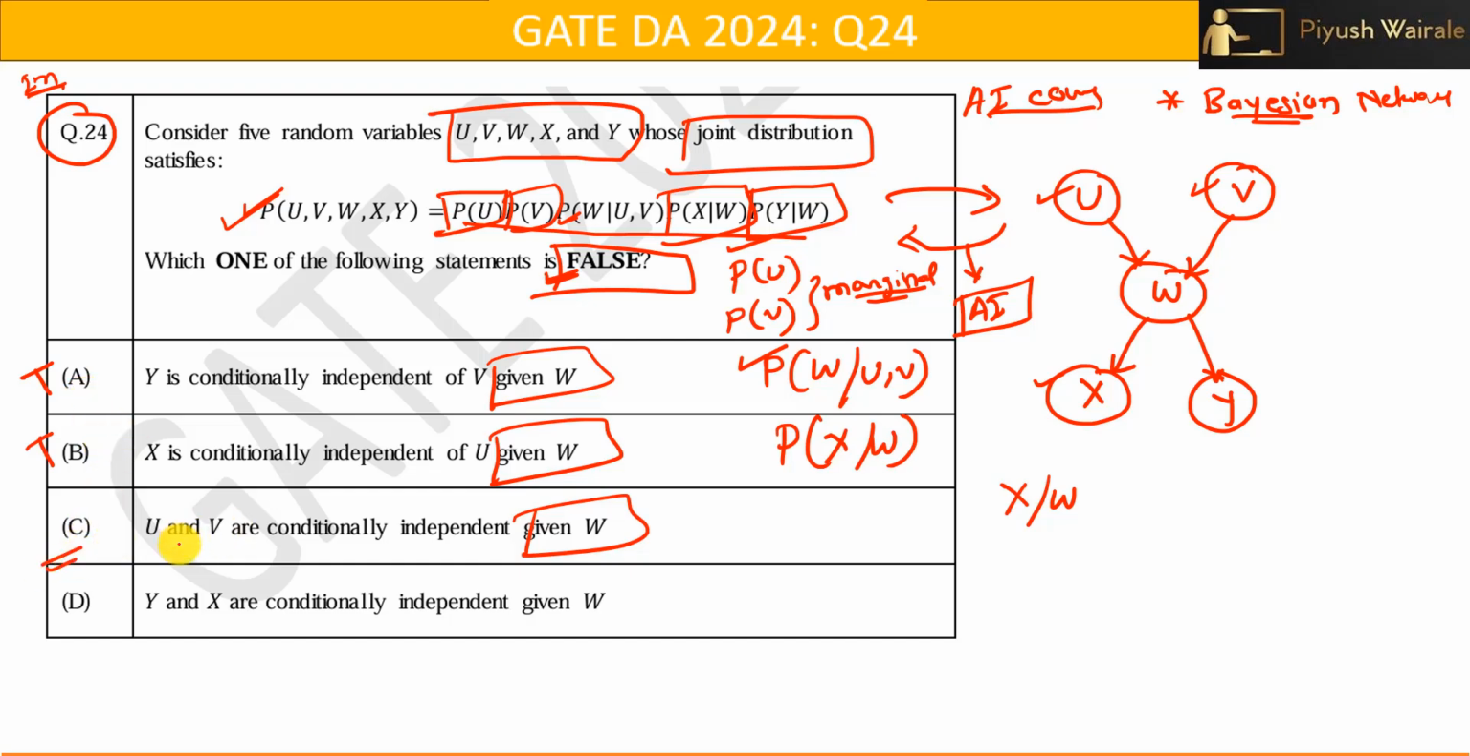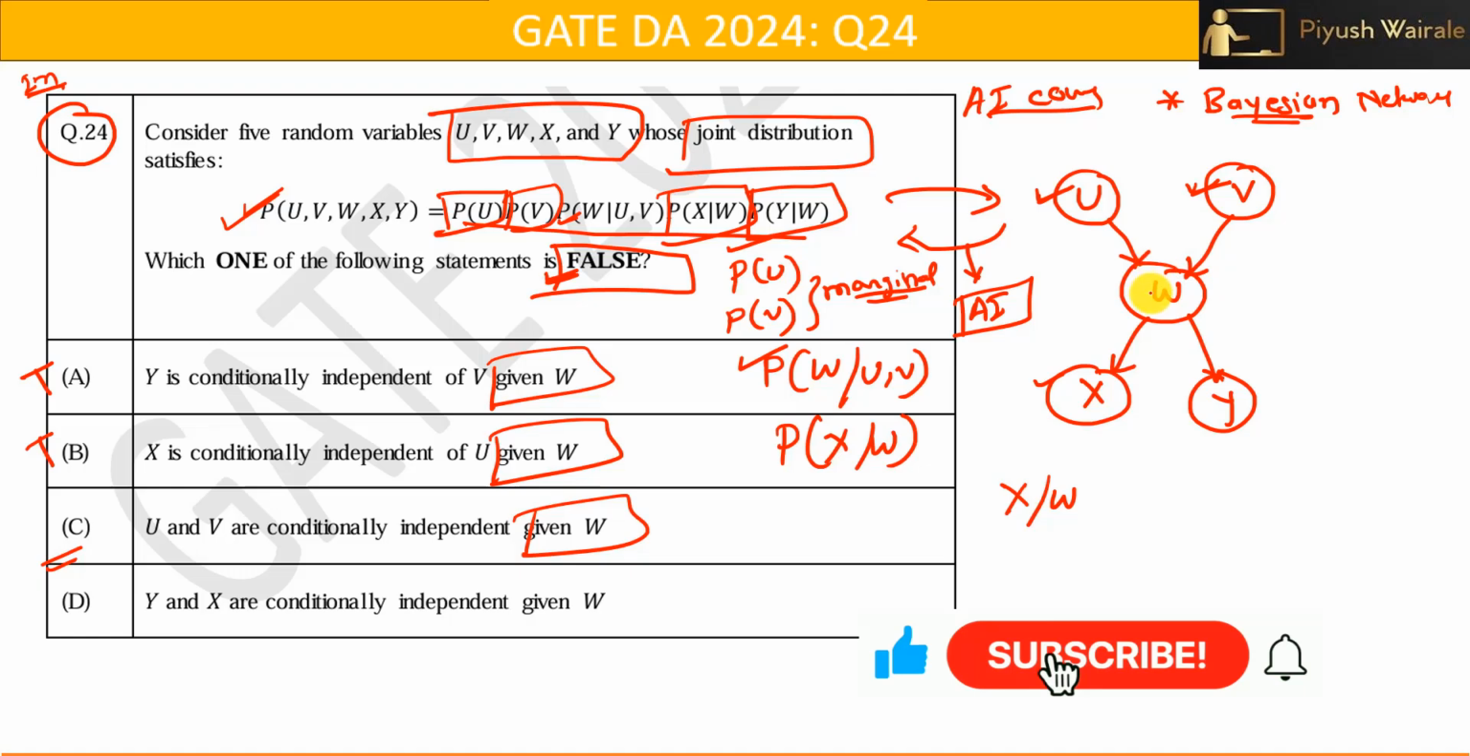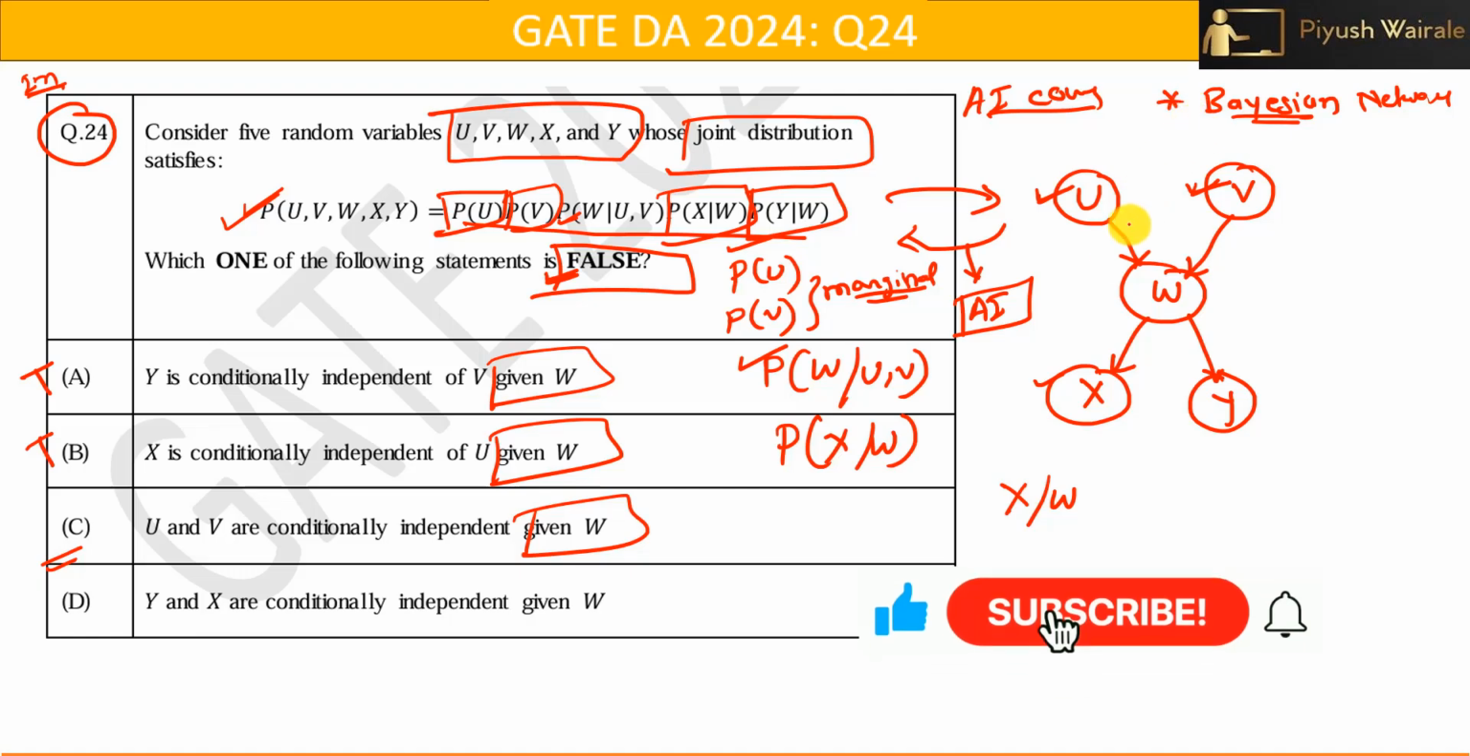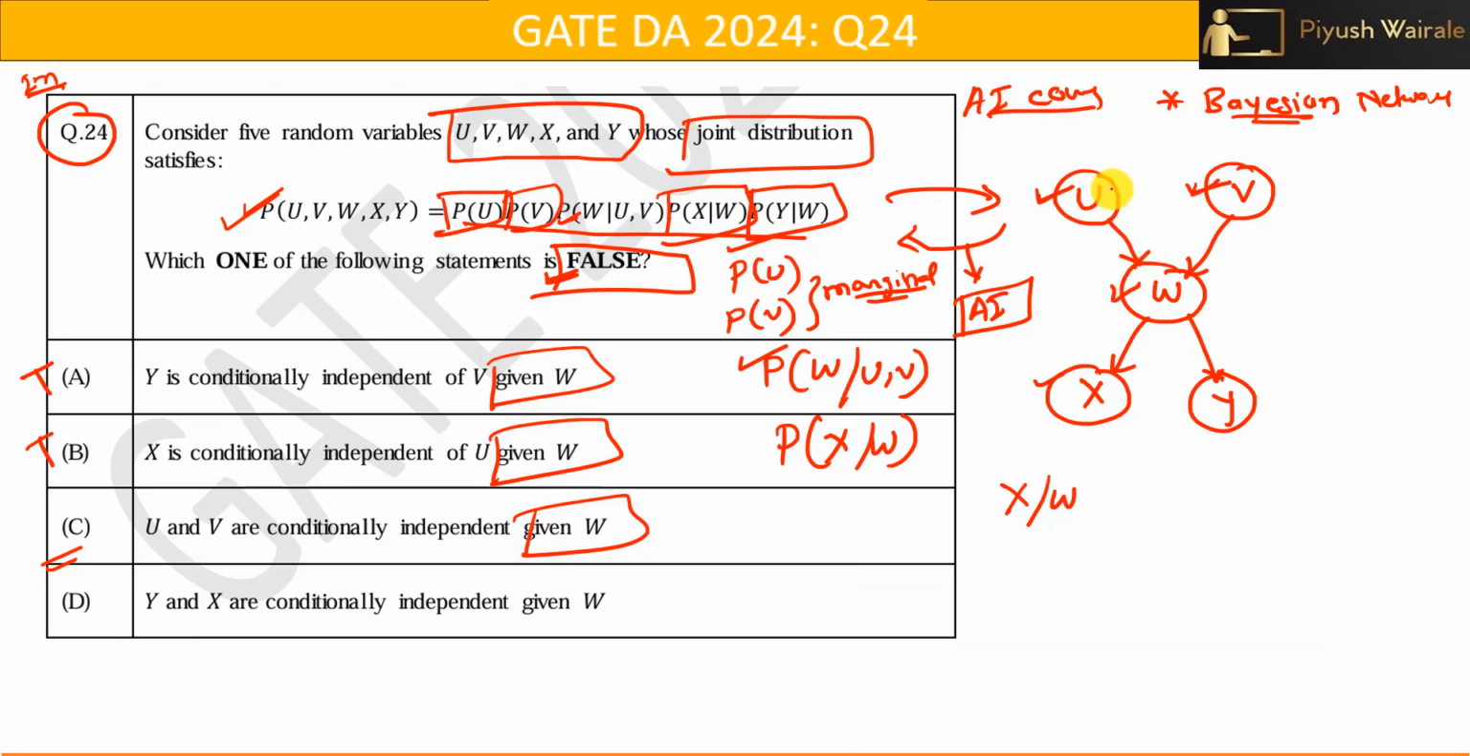Now what about option C? U and V are conditionally independent given W. This is not a correct statement, because W is dependent on U and V. We cannot say that U and V are conditionally independent given W. I am saying U and V are independent, but they are not conditionally independent given W. So option C is the one that is the false statement.